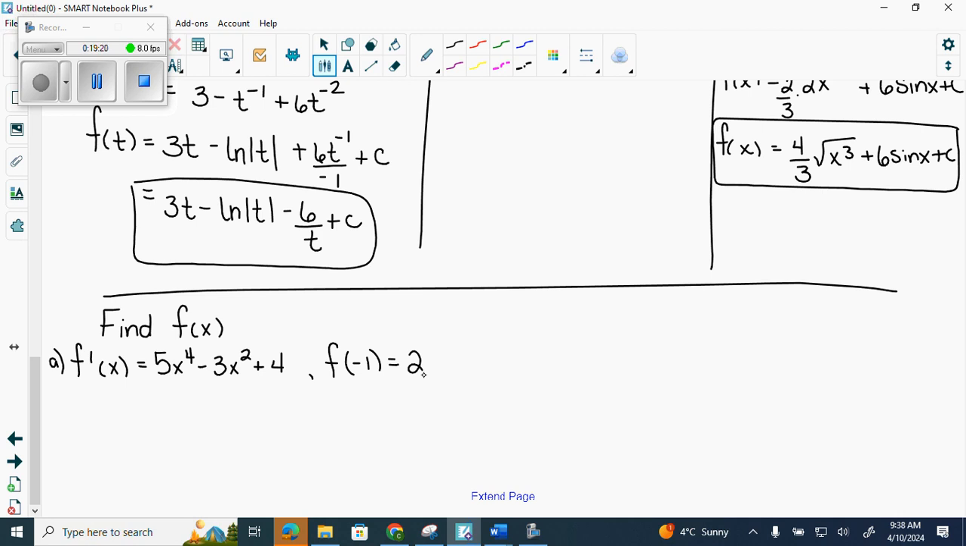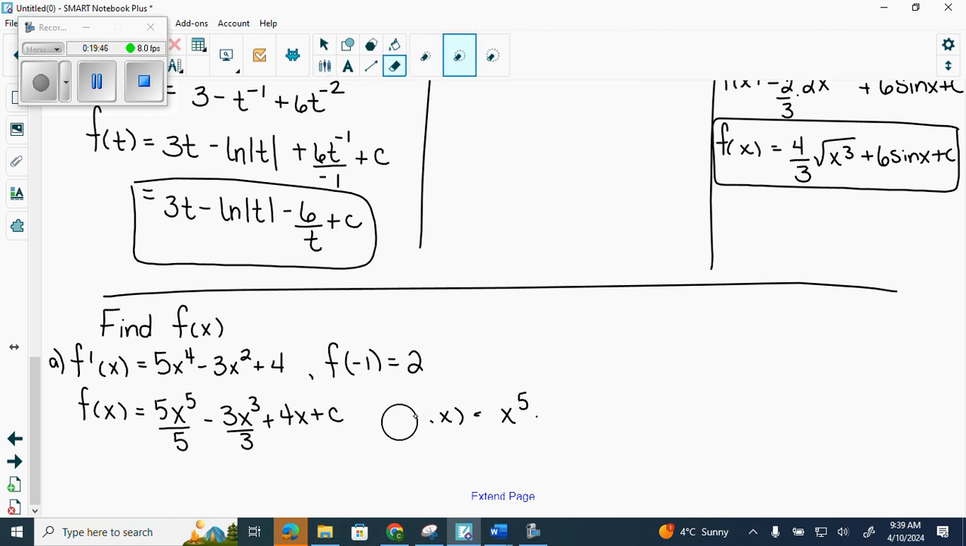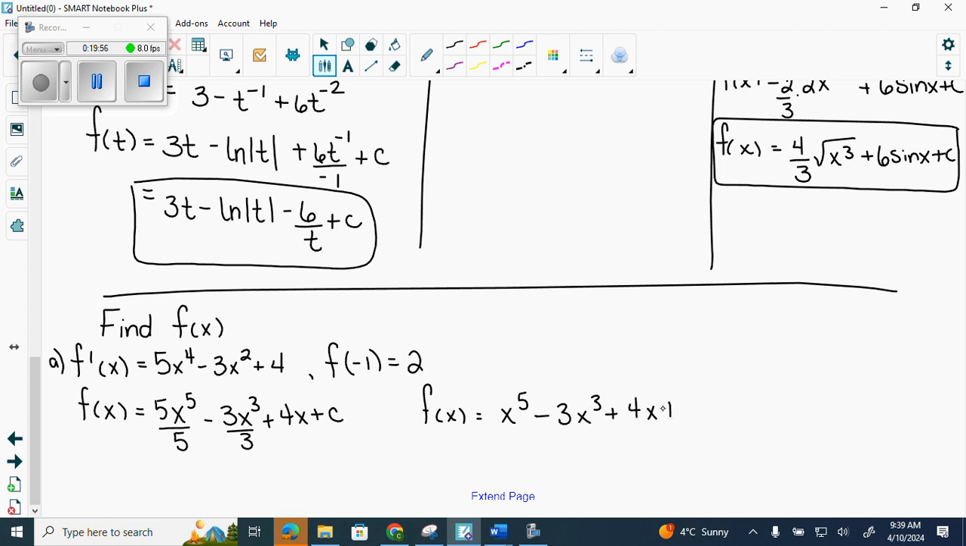So we still find it the same way. We find f of x like normal. X to the 5, divide by 5, minus 3x to the 3, increase by 1, divide by 3, plus 4x, plus c. And so my f of x, not my f prime, my f of x, sorry guys, so used to writing f prime. My f of x equals x to the 5 minus 3x cubed plus 4x plus c.